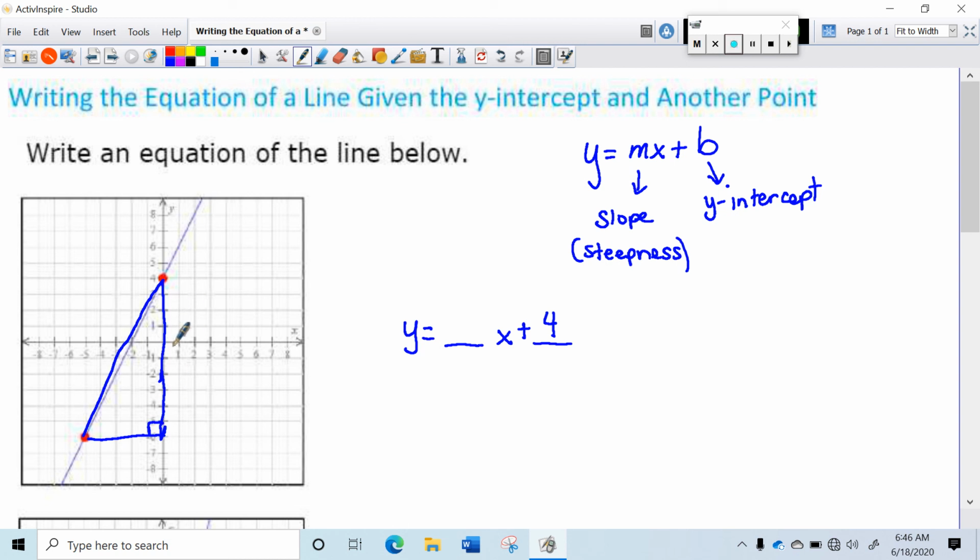1, 2, 3, 4, 5, 6, 7, 8, 9, 10 boxes tall, and how long it is. 1, 2, 3, 4, 5. 5 boxes long. Then you make a fraction just like it looks and you simplify. So 10 divided by 5 is 2. That's the number that goes in front of x. So the equation of this line is y equals 2x plus 4. And the 2 is positive because the line is going up.